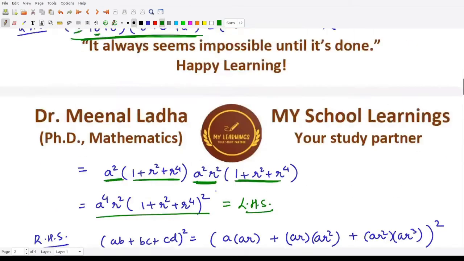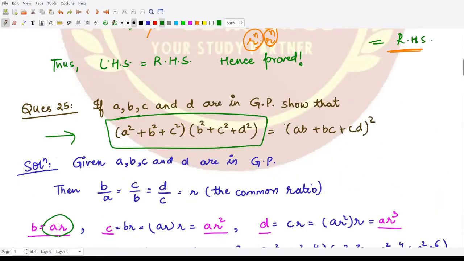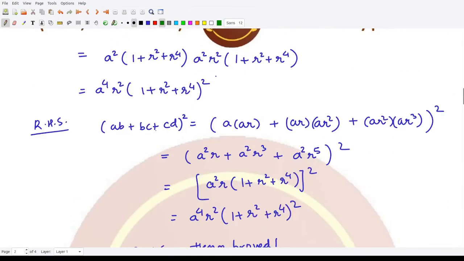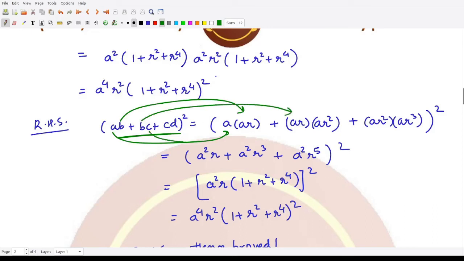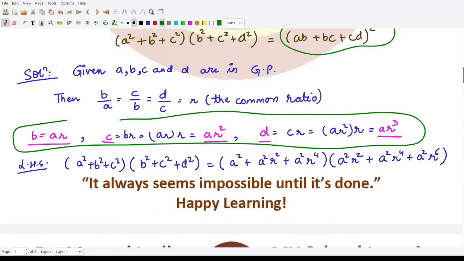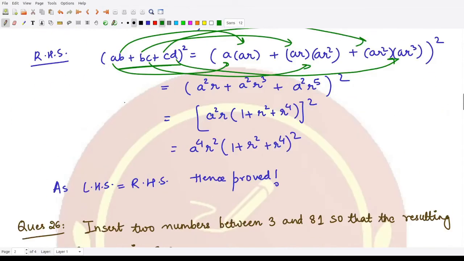Now let's solve our right hand side. The right hand side here is equal to AB plus BC plus CD whole raised to power 2, right? This is your right hand side. So let's take this thing here. Now here again substituting, A would be as such, the value of B would be AR, C would be AR square and D would be AR cube according to the expressions that we have evaluated here. Because all the four numbers are in GP.